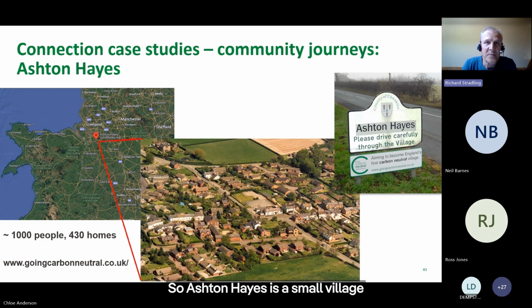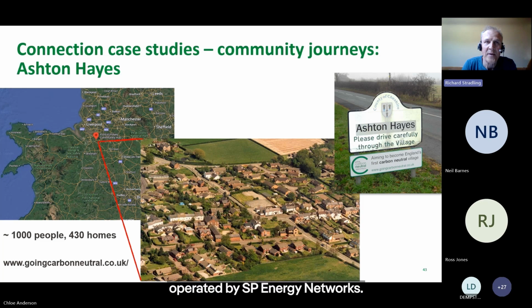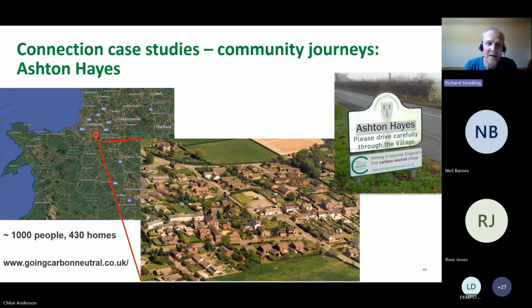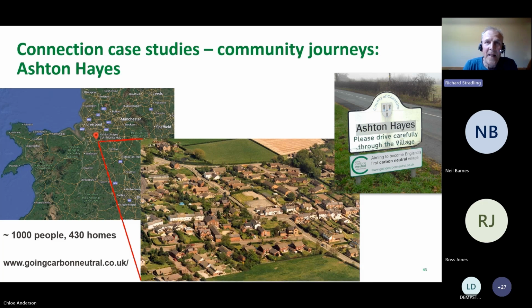So Ashton Hayes is a small village in Cheshire, which lies in the Merseyside, Cheshire and North Wales region, operated by SP Energy Networks, often termed the SP ManWeb region. A rather different point, since a recent boundary change, we now fall in the constituency that's having a by-election tomorrow. If you know anything about that, it's a very different story.